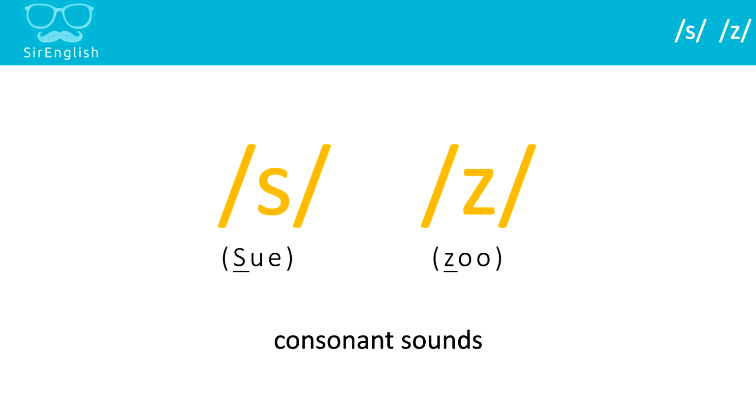Okay, these are the two consonant sounds we're going to focus on first. It's S as in Sue and Z as in zoo. Okay, so these two sounds are similar, but of course they're different.